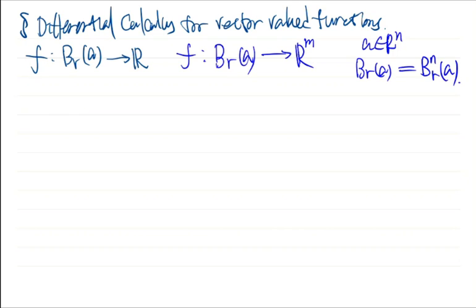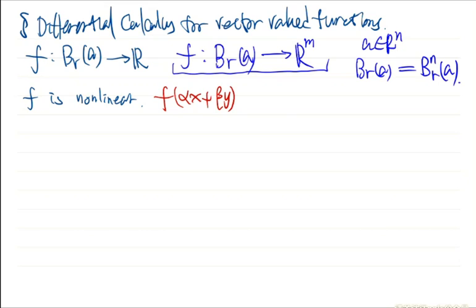The idea of differentiability of F is to use linear maps to approximate the nonlinear F. Our map F in general is nonlinear, which means that F(alpha x plus beta y), where alpha and beta are real numbers and x, y are points in Rn, equals alpha F(x) plus beta F(y) is, in general, not true. So our map is nonlinear.